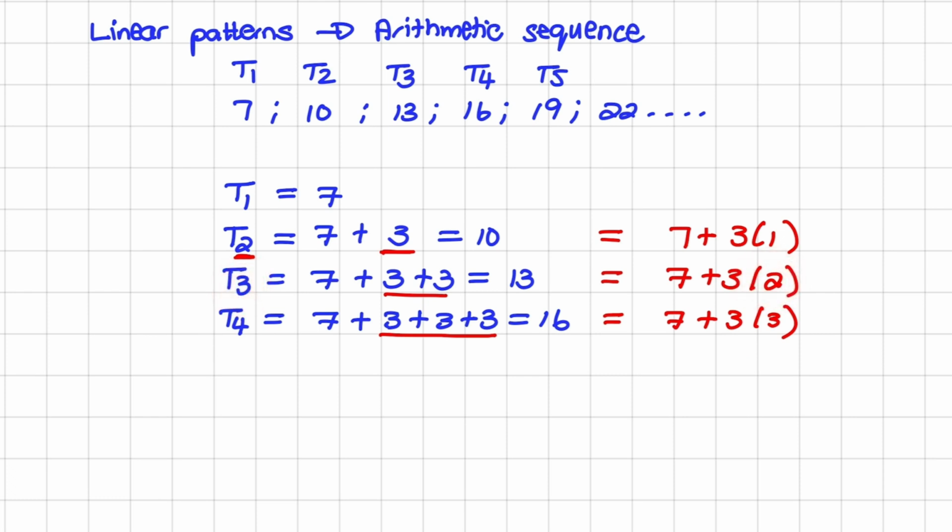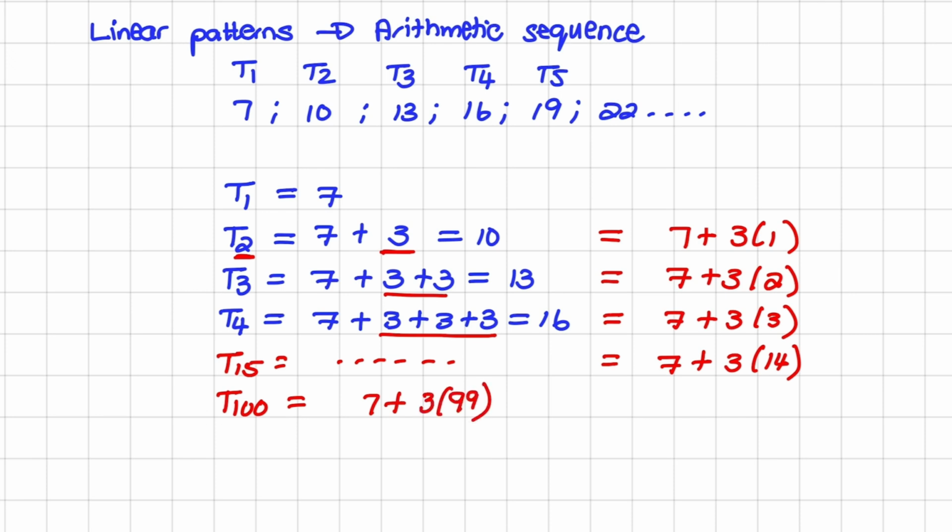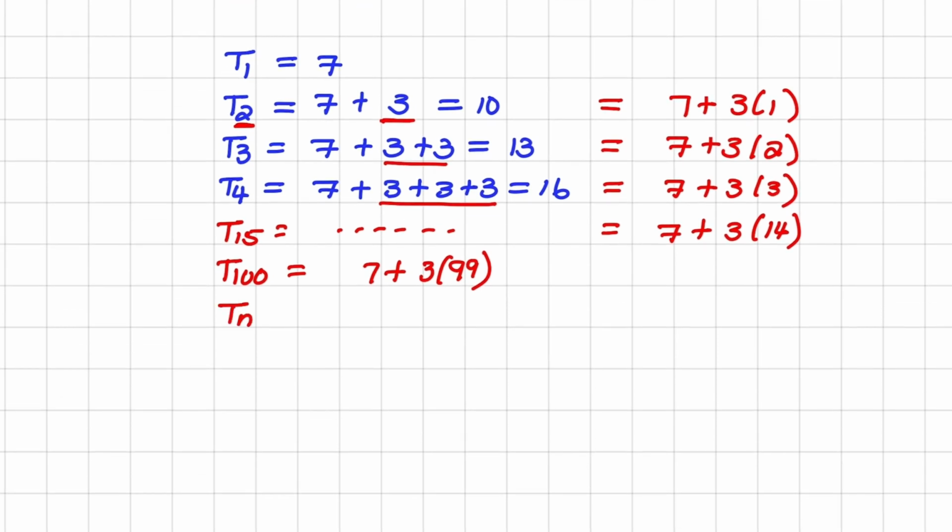So if I were to ask you, find term 15, you wouldn't follow this pattern as before by adding all the way to 15. You'd simply say it is 7 plus 3, but I'm going to add 14 3's. And if I ask you to find term 100, you would say it is 7 plus 3, but I'm going to add 99 3's. When I write it down like this, it means multiplying, right? And if I ask you to find term n, you would say it's 7 plus 3, but I'm going to add 3, n minus 1 times.